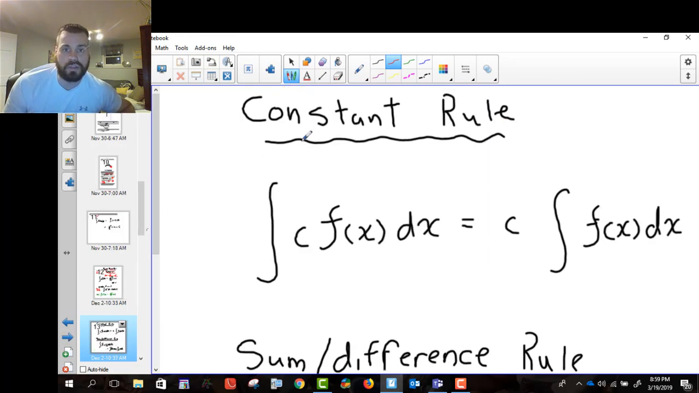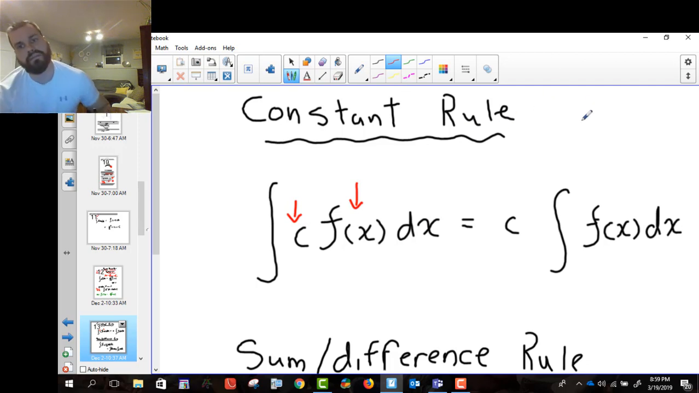The next rule is the constant rule, and the constant rule is the exact same as it was for derivatives, because the derivative rule says if you have a constant and then multiplied by a function, the constant just stays, and you take the derivative of the function. The same is true for integrals.